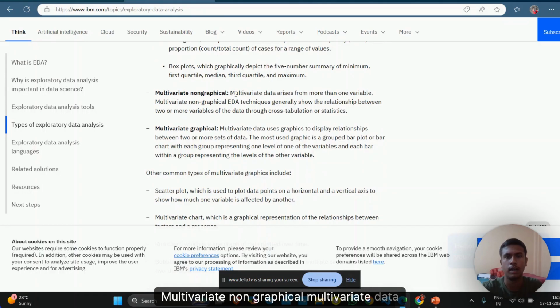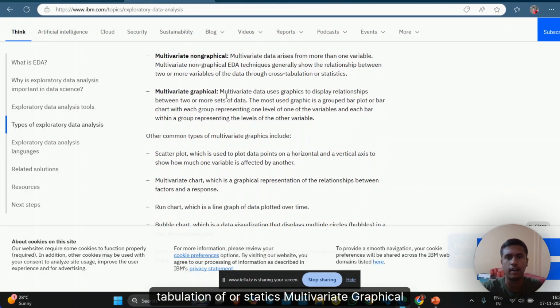Multivariate non-graphical. Multivariate data arises from more than one variable. Multivariate non-graphical EDA techniques generally show the relationship between two or more variables of the data through cross-tabulation or statistics. Multivariate graphical. Multivariate data use graphics to display relationships between two or more sets of data. The most used graphic is a grouped bar plot or bar chart, with each group representing one level of one of the variables and each bar within a group representing the level of the other variable.